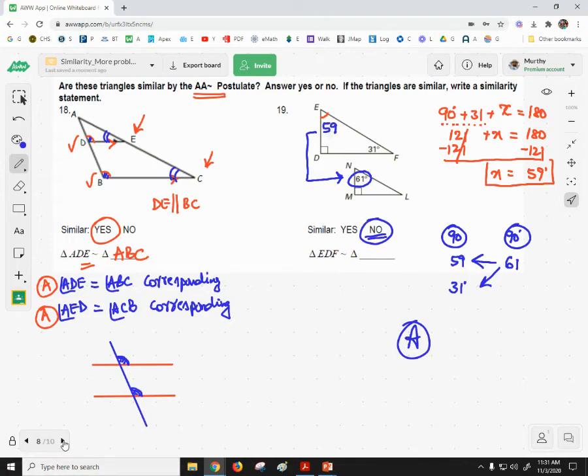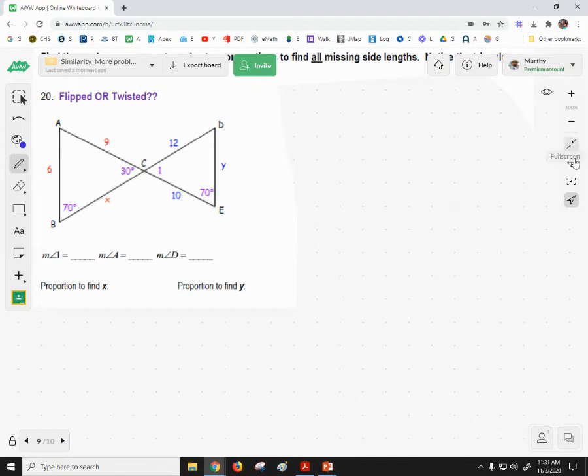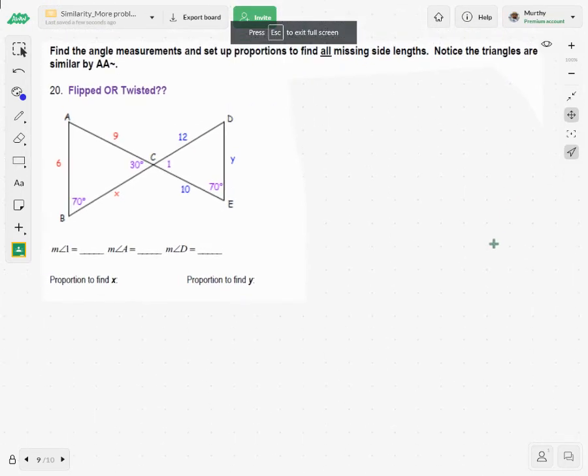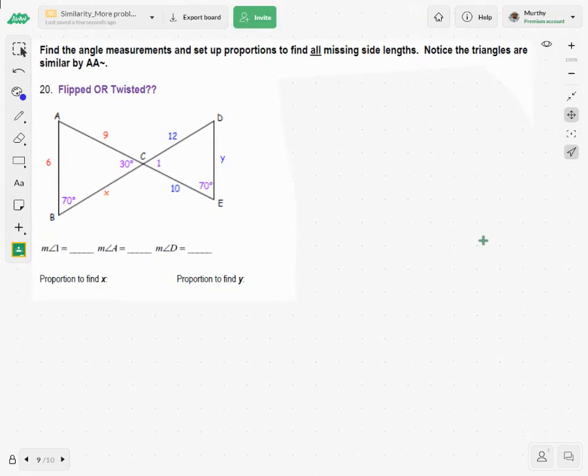So let's go to the next one. This time, let me go to full page. Find the angle measurements and set up proportions to find all missing side lengths. Notice the triangles are similar by AA. So it's already given that these triangles are similar.